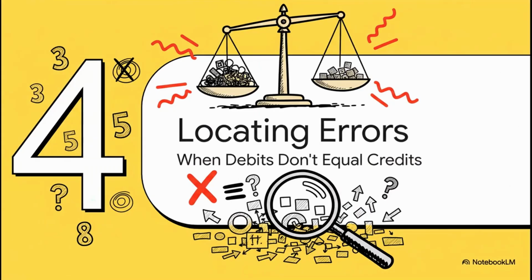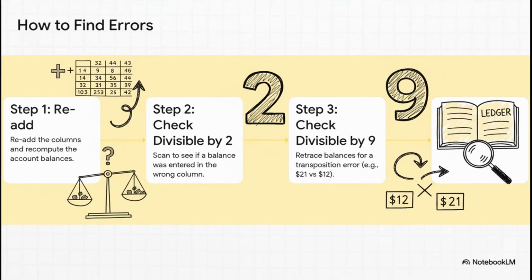balance. But okay, let's flip this around. What happens when the numbers don't match? Well, that's actually good news in a way. It means the trial balance has done its job and waved a big red flag. So what's your game plan? Thankfully, you don't have to just stare at it and panic. There's a clear diagnostic process.